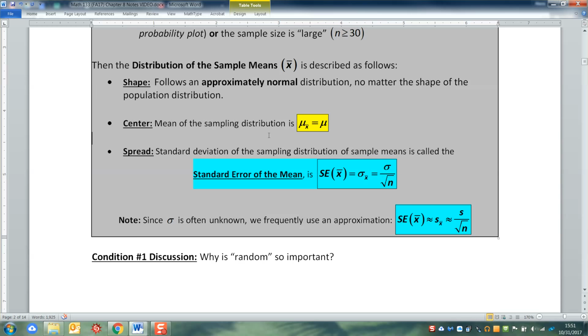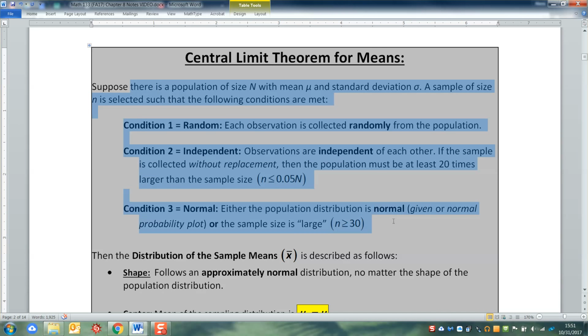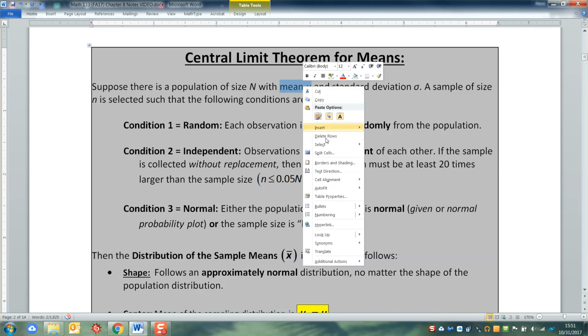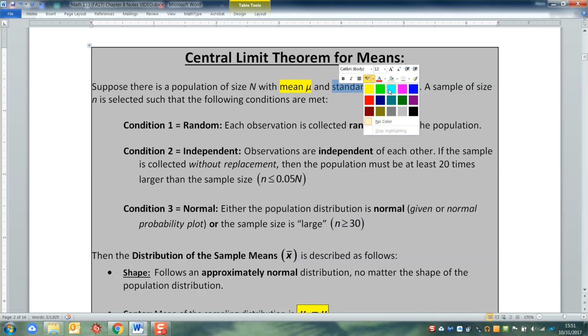Now we need to talk about the conditions for which this holds true, because it's not true all the time. It's only true if we have these three conditions up here. So suppose you're taking from a population of size capital N, whatever that might be, you're going to take a sample of size little n. And in that population, there was a mean mu and a standard deviation sigma, right? Those things were valid and existed. And you're going to take a sample of size little n from that.